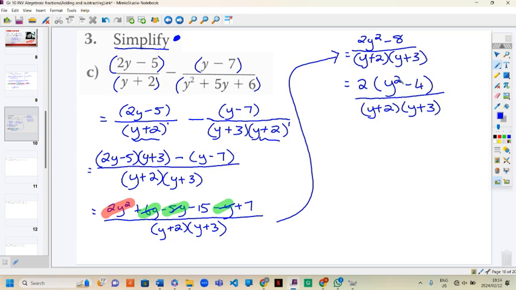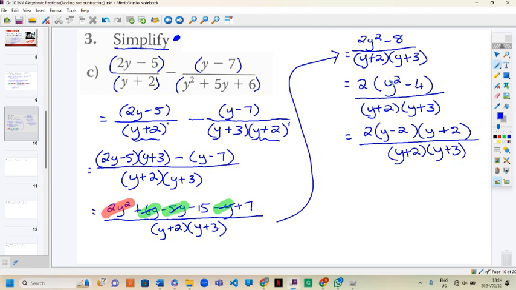What is this? Y squared minus 4. You guys have seen thousands of these already. What is that? It's a difference of 2 squares. Fantastic. So I open up 2 brackets. I've got y minus 2, and I've got y plus 2. If you don't know what's going on here, please go watch my difference of 2 squares video. There is one. And that's all over y plus 2 and y plus 3.